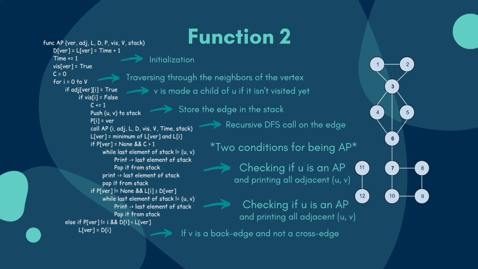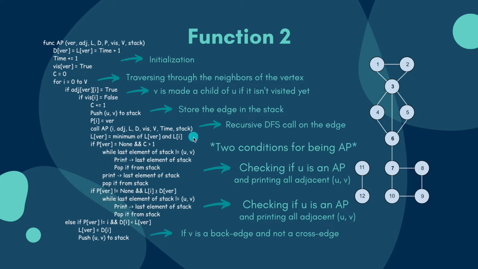Function 2. It is called for each vertex, and it prints all the biconnected components according to the articulation points. Here we have initialized some variables and updated them from function 1. Here it traverses all the neighborhood of the vertex. Each neighbor v is made a child of u if it is not already visited, and then it is pushed onto the stack. Then we make the recursive DFS call, because there is not only one neighbor; there can be many neighbors of a vertex.